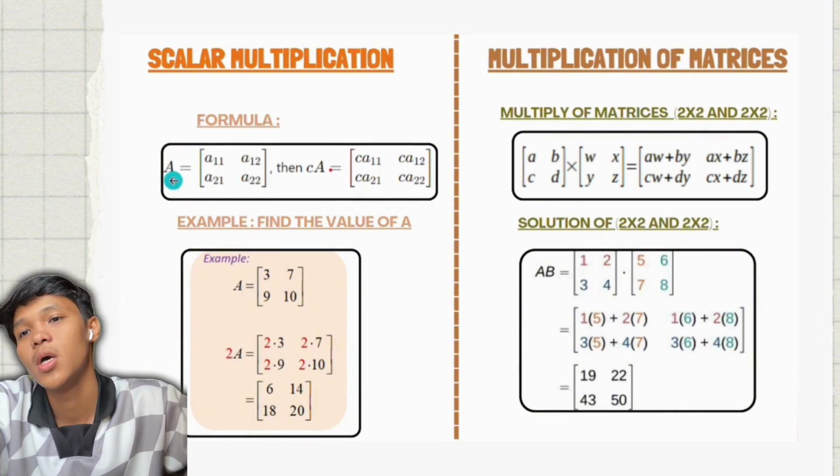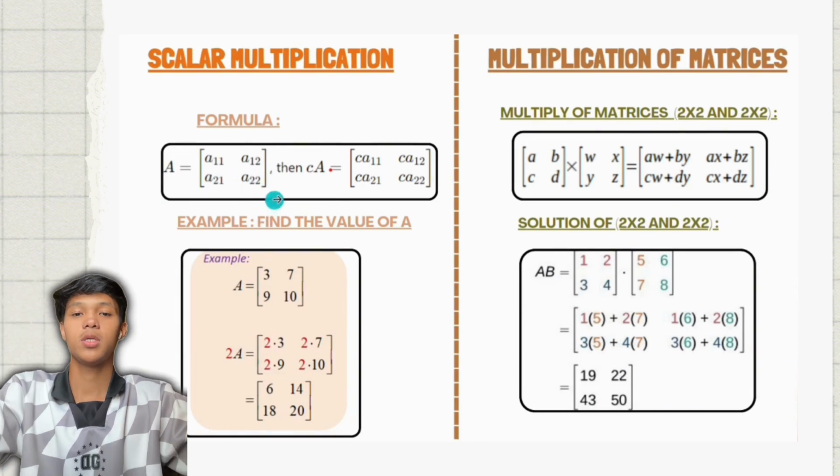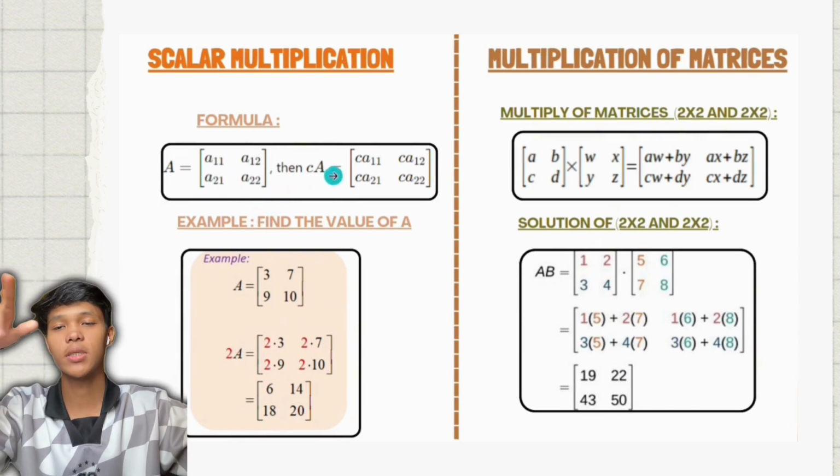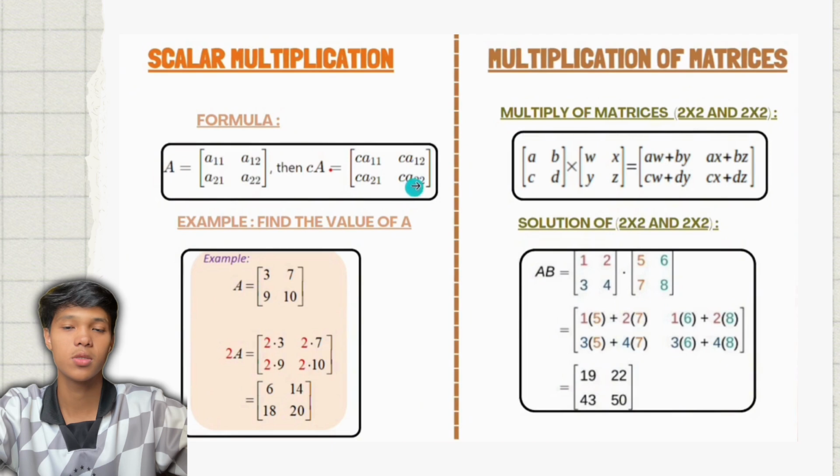As you can see here, A is A11, A12, A21 and A22. Let's say A multiplied by C. So the product will be CA11 and CA12, CA21 and CA22.